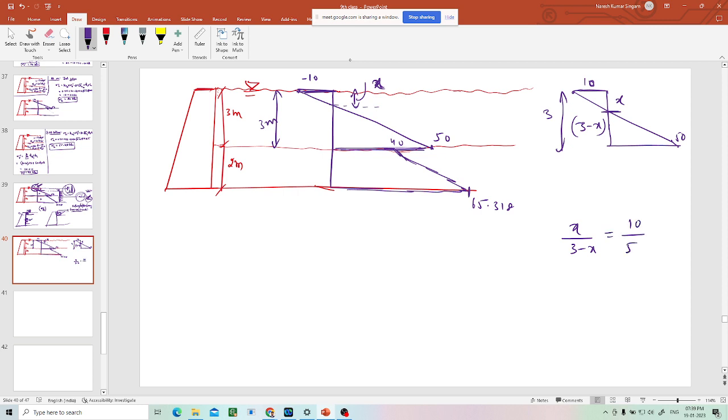Let us see. Generally what do we do? 10 by x, also 50 by 3 minus x. Is it correct? Yeah, you're right. So can you calculate and tell me what is x?